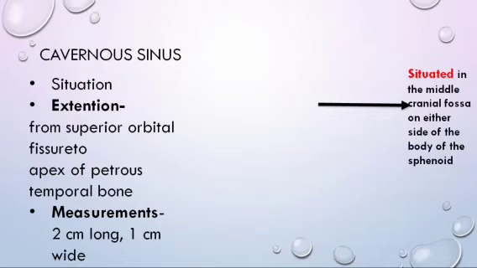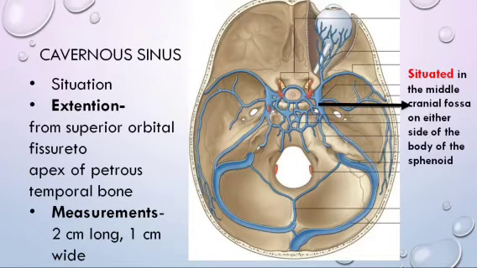If you see the extent of the cavernous sinus, it extends from the superior orbital fissure to the apex of the petrous part of the temporal bone. So the extension from the superior orbital fissure to the apex of the petrous part of the temporal bone is about 2 centimeters long and 1 centimeter wide.